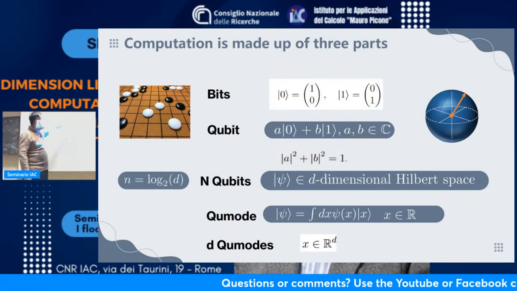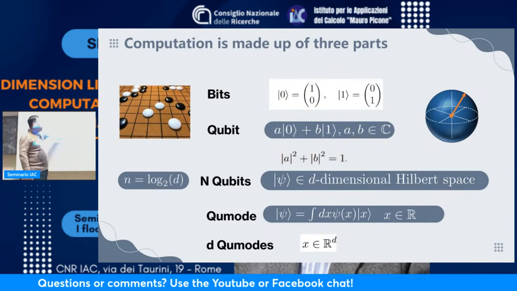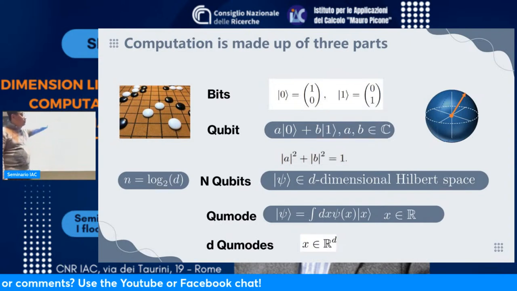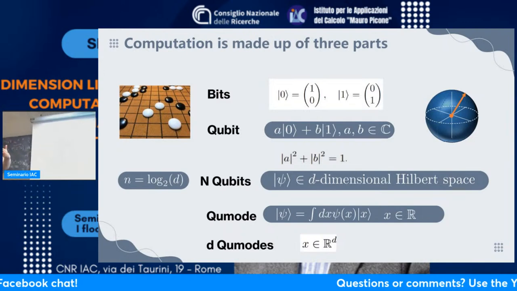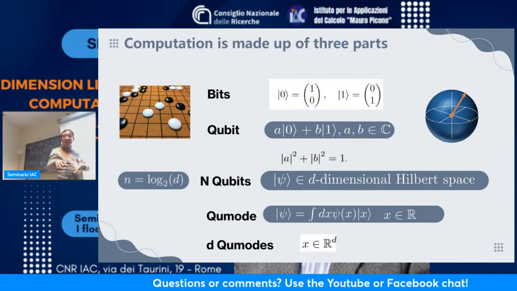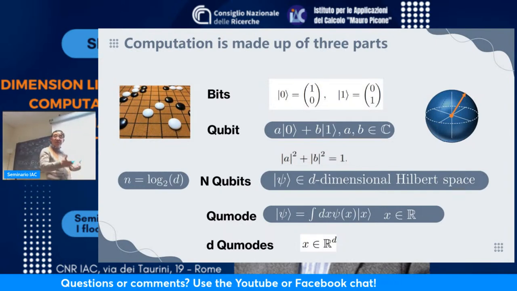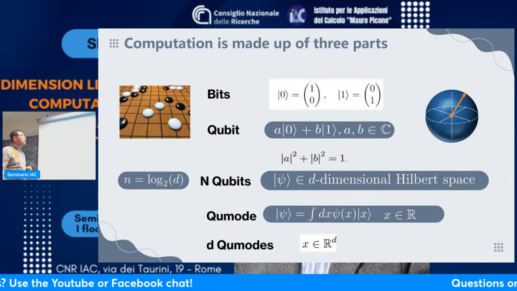But here is a linear combination in the complex plane. All right, so you have normalized it. So that means you are talking about all the points on the unit sphere. So quantum computing basically computes all this information at the same time. That's why it computes a lot of information at the same time. But that's only one qubit.